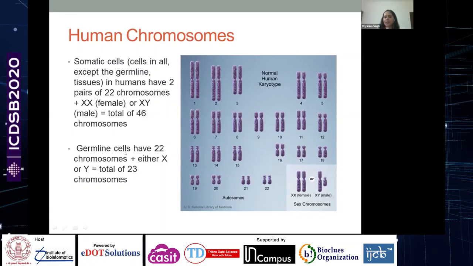But the germline cells in humans are haploid. They will not have this diploid phenotype, but these are haploid. So they will have half the number of chromosomes: 22 autosomes and 1 sex chromosome. So there will be a total of 23 chromosomes in the germ cells.